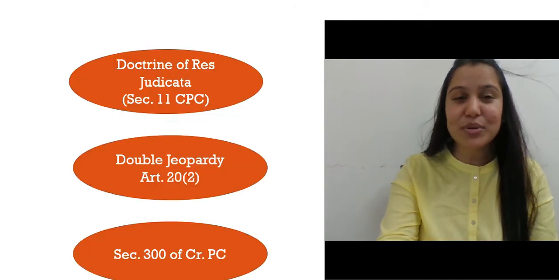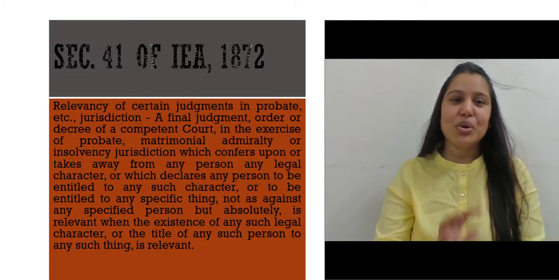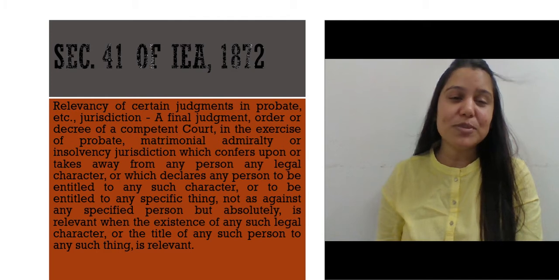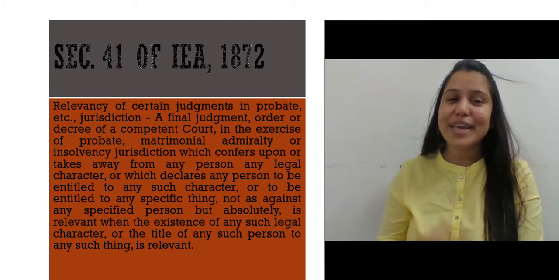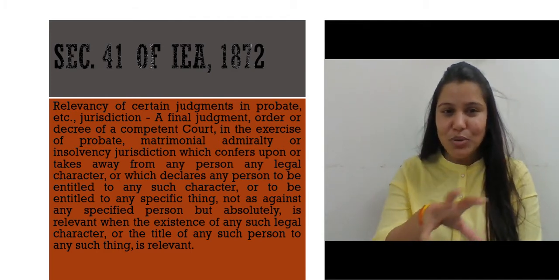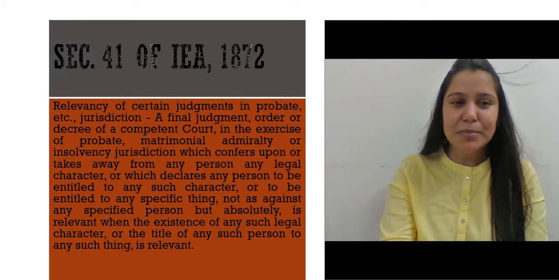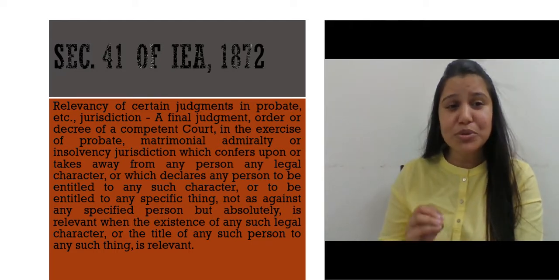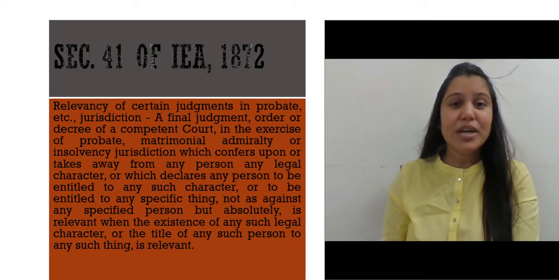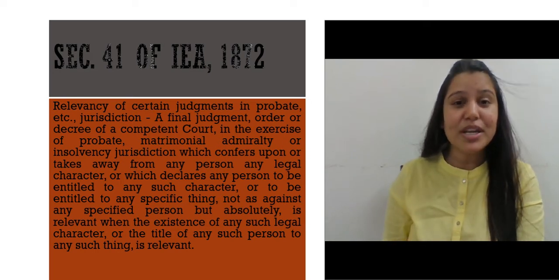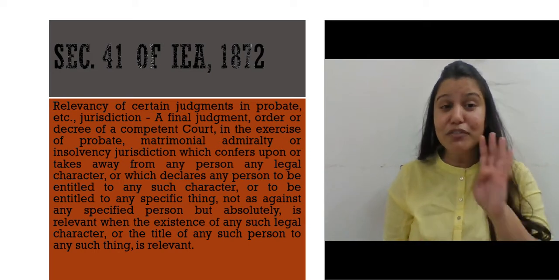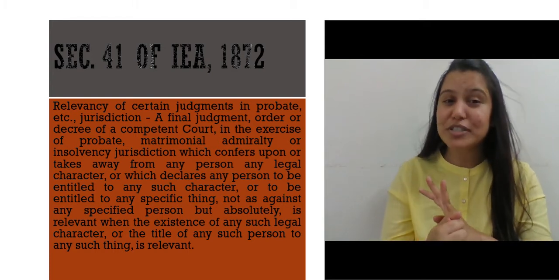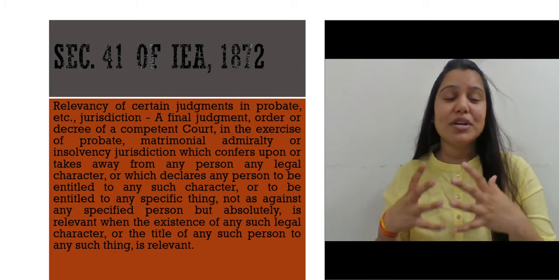So now let's quickly move on to the next section, that is Section 41, which deals with relevancy of certain judgments in probate, etc., jurisdiction. Now, in order to understand this, let me read that section to you. A final judgment, order or decree of a competent court in the exercise of probate, matrimonial, admiralty or insolvency jurisdiction, which does what?